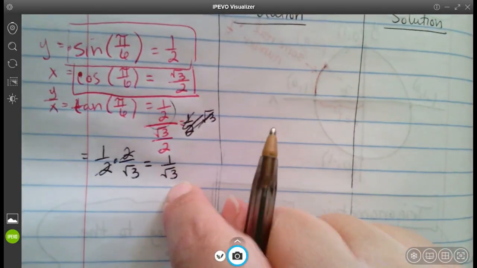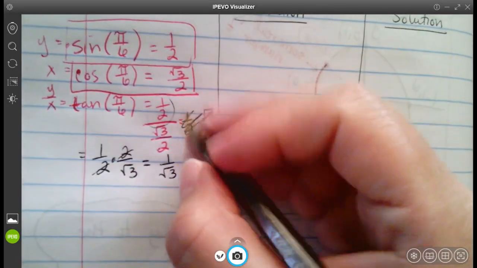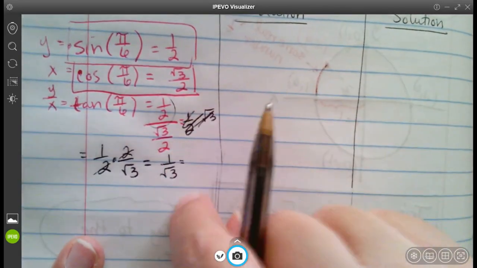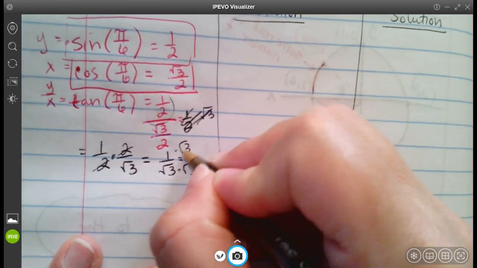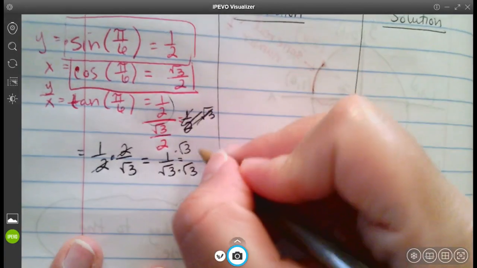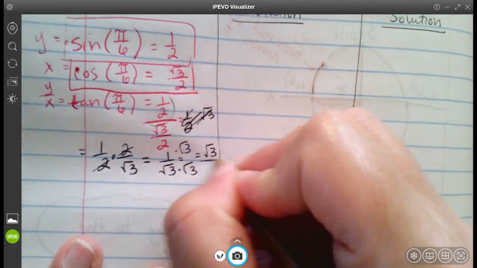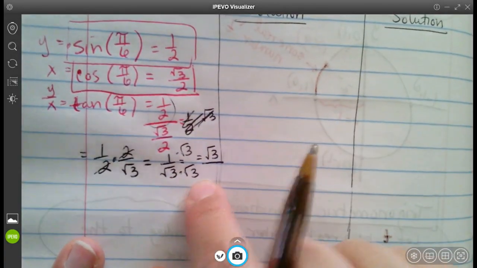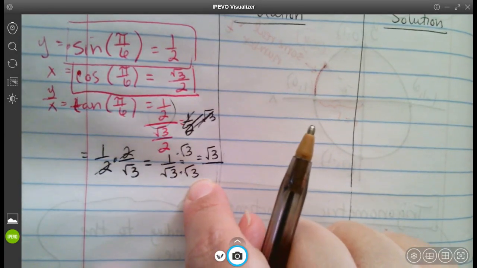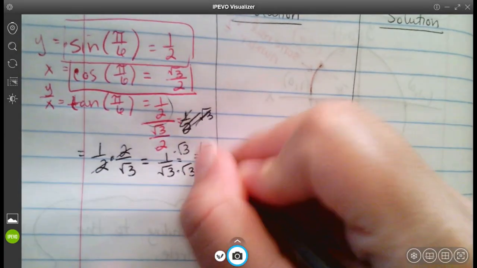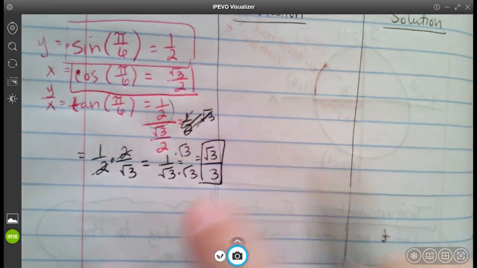And now this is not allowed. We're not allowed to have roots on the bottom. So what we do is we multiply the top and the bottom by the same root here. And that's going to give us square root of 3 over square root of 3 times square root of 3, which is just going to be square root of 9, which is equal to 3. So this is our answer.